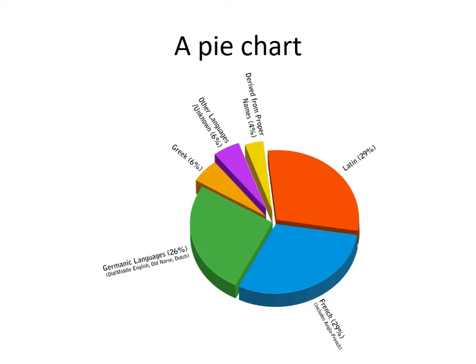Okay, so here we have a pie chart. Someone told me that in France you call this a camembert chart. Alright, so in America we prefer pie. So here's a pie chart. It is showing where the words in English come from. You can see that 29% of English words come from French. Hey, how about that?